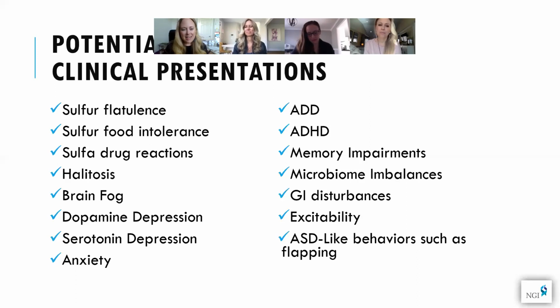One of the things I think a lot of people come to NGI for is maybe they think that they have autism spectrum disorder, that kind of thing. A lot of youngsters will be on the spectrum, and we do often find that they do have sulfur intolerance. One of the things I found pretty remarkable is, when we do have active CBS upregulation, they almost always have GI disturbances, which is kind of crazy.